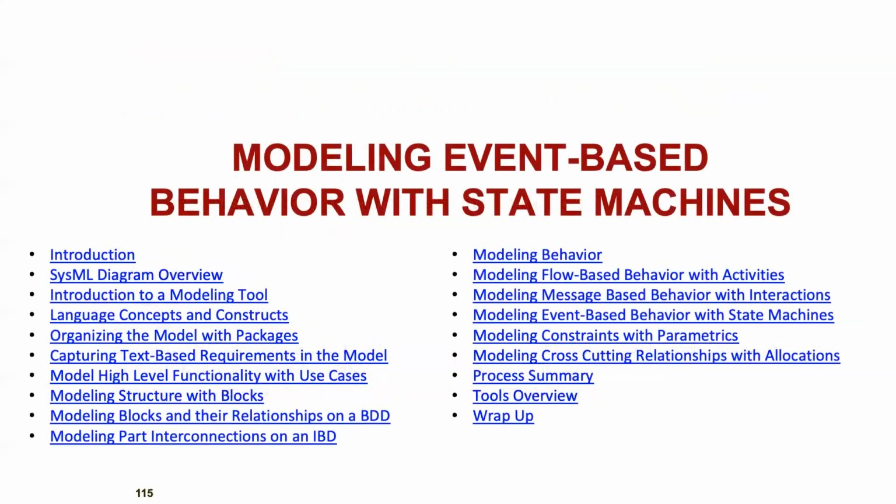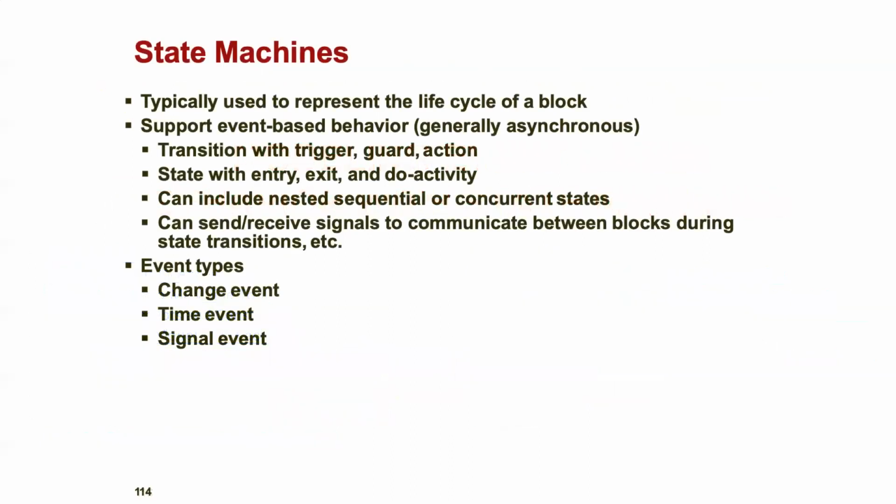Okay, let's continue behavior discussions, and now we'll talk about state machines. These are typically used to represent the life cycle of a block. It supports event-based behavior and is generally asynchronous. It transitions with trigger, guard, and actions, the state with entry, exit, and do activity, and can include nested sequences or concurrent states. It can send and receive signals to communicate between blocks during state transitions. Event types are change event, time event, and signal event.